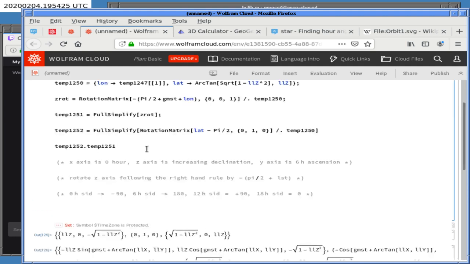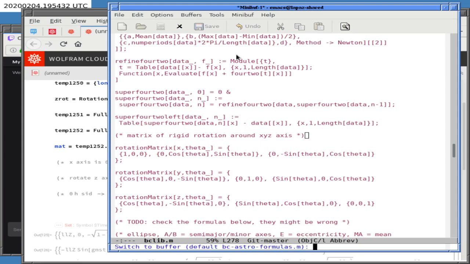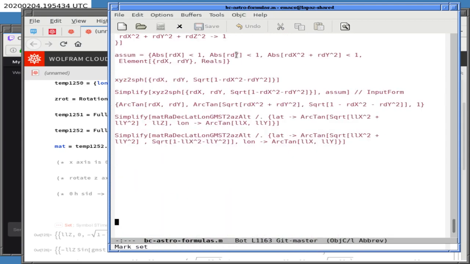So now, I'm going to copy all of this into VC Astro formulas, I think. But the thing we really care about is MAT. We care about Matt, man. Matt is cool.